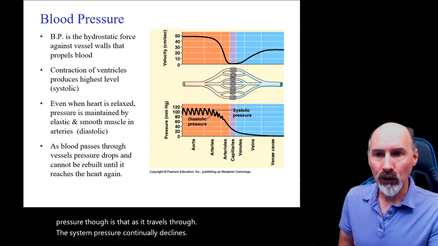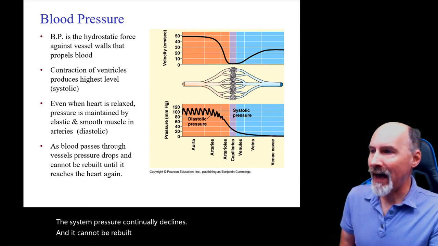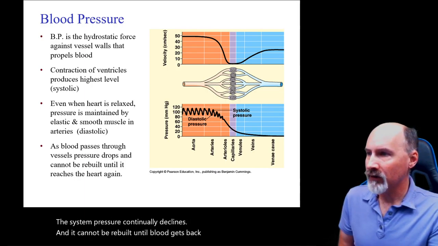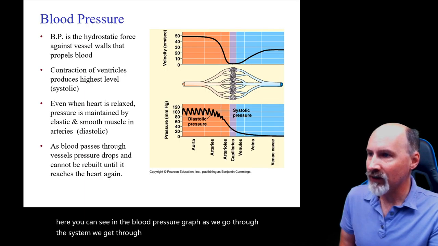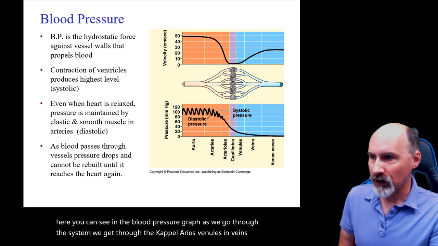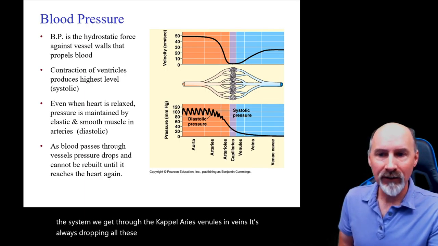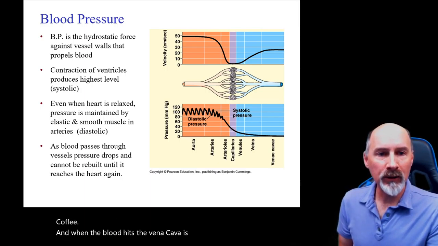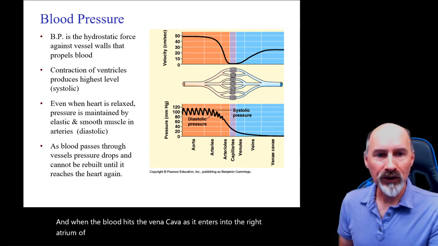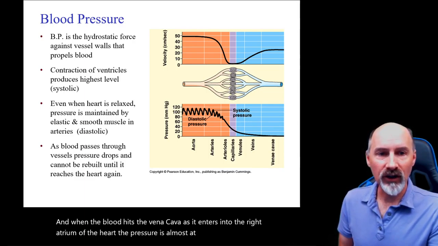And it cannot be rebuilt until blood gets back to the heart. All right. And so here you can see in the blood pressure graph, as we go through the system, we get through the capillaries, the venules, and the veins. It's always dropping, always declining until we get to the vena cava. And when the blood hits the vena cava, as it enters into the right atrium of the heart, the pressure is almost at zero. All right. So there's just no pressure.